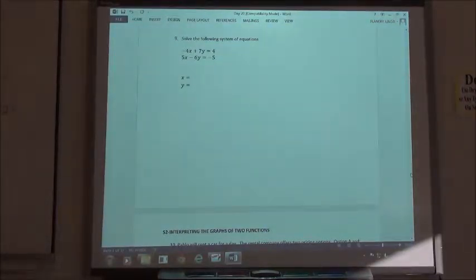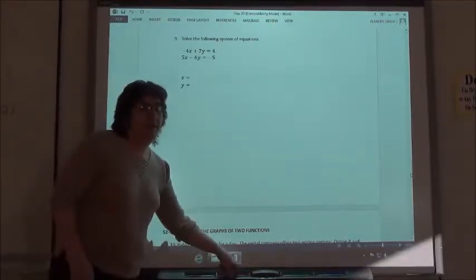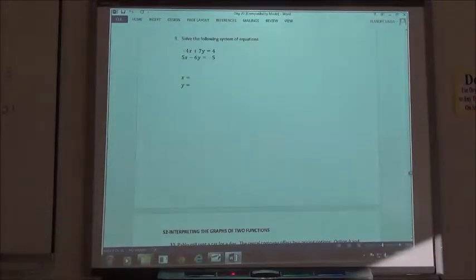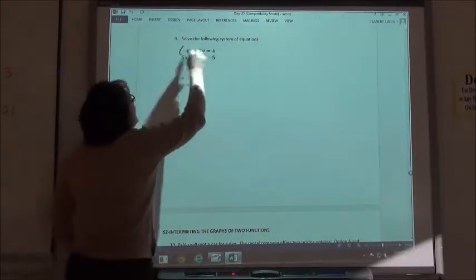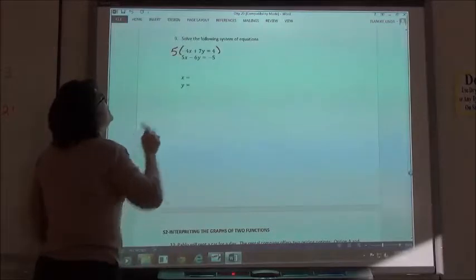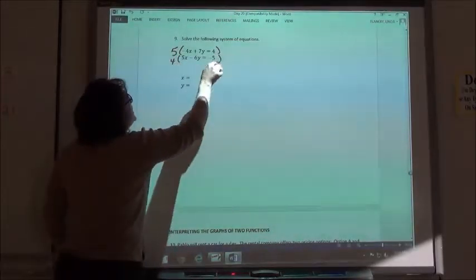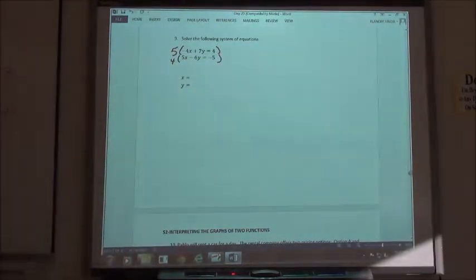Number 9, if I have -4x plus 7y equals 4 and 5x minus 6y equals -5. I don't know that either the x's or y's would be too much different to solve. I'd probably just use the x's because my numbers are smaller. If I want to eliminate my x's, what should I take the top equation times? 5. And the bottom equation times? 4. Because my least common multiple would be 20, and I already have opposite signs, so I'm going to get -20 on top and +20 on the bottom.